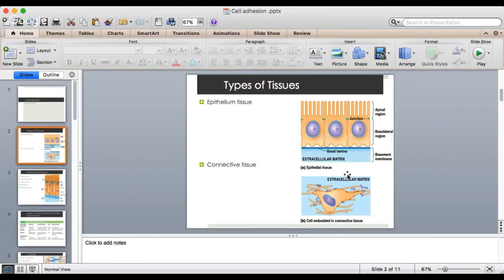So next, moving on to the connective tissue. The structure of the tissue is loosely organized compared to the epithelial tissue, as you can see here at the bottom. This tissue has cells that are embedded in the extracellular fibers, which can actually be seen here.